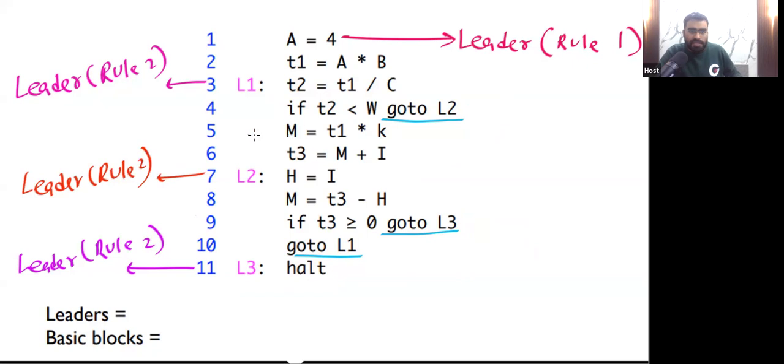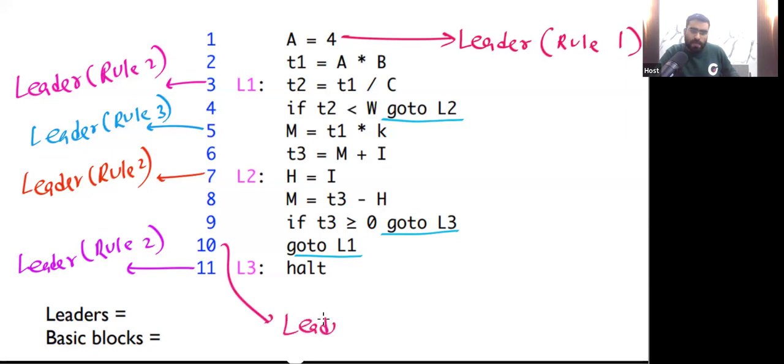Next, the next instruction after the jump instruction also will be a leader because of rule number 3, that you already know. Similarly, this also will be a leader because of rule number 3, because it is the next instruction after the jump instruction. And this is also the next instruction after a jump instruction, and it is already a leader.